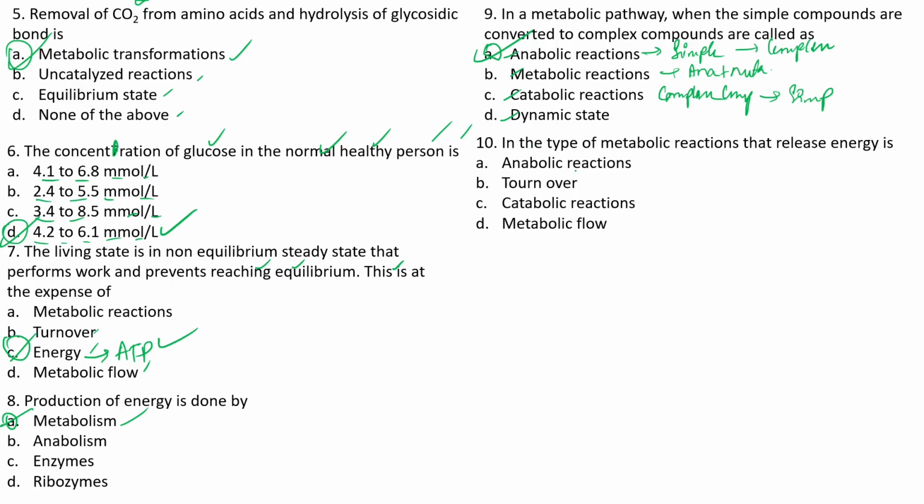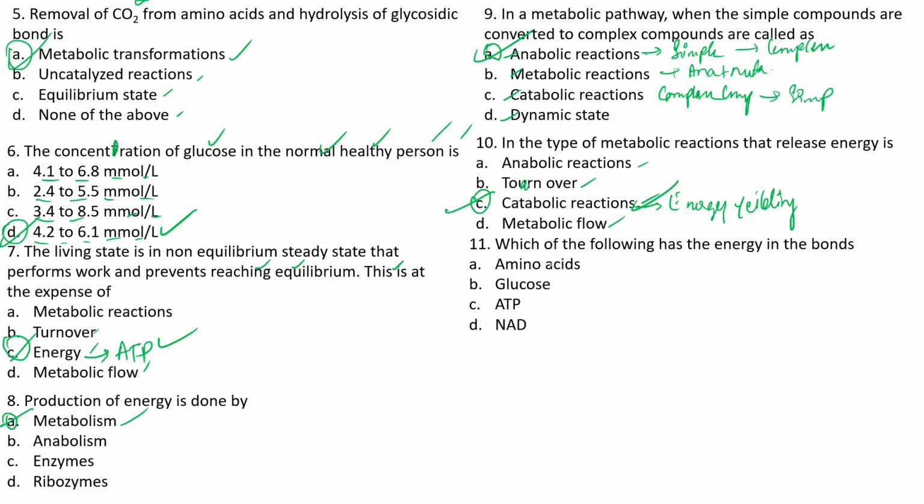The next one: in which type of metabolic reaction is energy released? Anabolic reactions, turnover, and the next one is catabolic reactions and metabolic flow. You know, breaking down kinds of reactions are mainly catabolic reactions, and these reactions are mainly involved in energy yielding. So we can say that C is going to be the right answer. Yes, C is the right answer for this question.